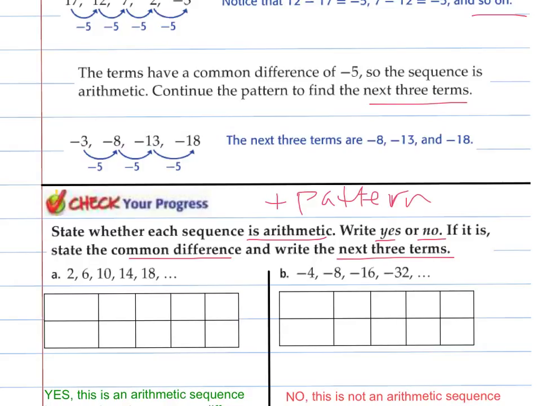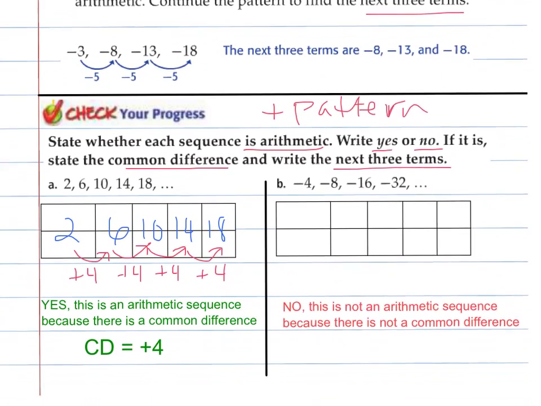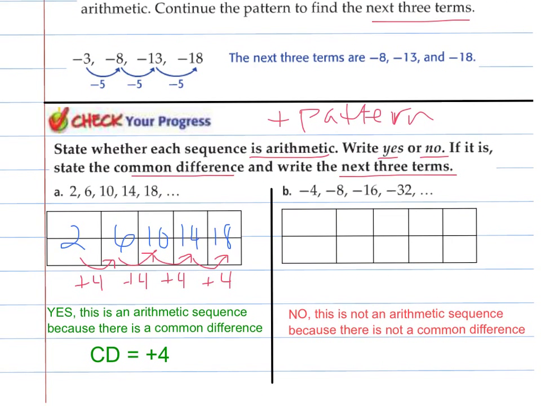I'm going to list 2, 6, 10, 14, 18. You don't need the table in your notes. And I'm going to look at what the difference is. It looks like this one's going up by 4, up by 4, up by 4. This is how you'd like to show your work. Since this one is going up by 4 every time, this is a yes. This is an arithmetic sequence because there is a common difference, and you'd write your common difference as plus 4.